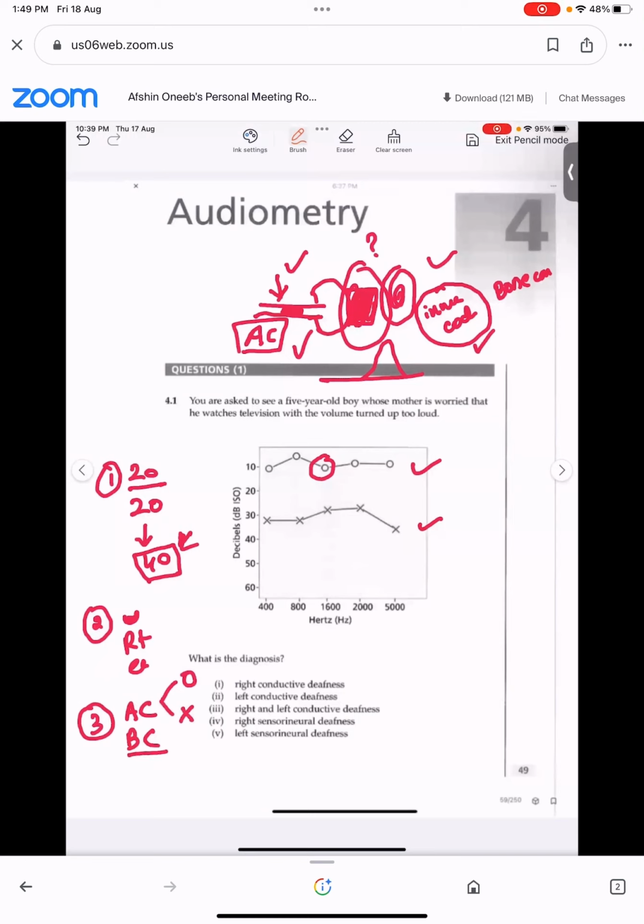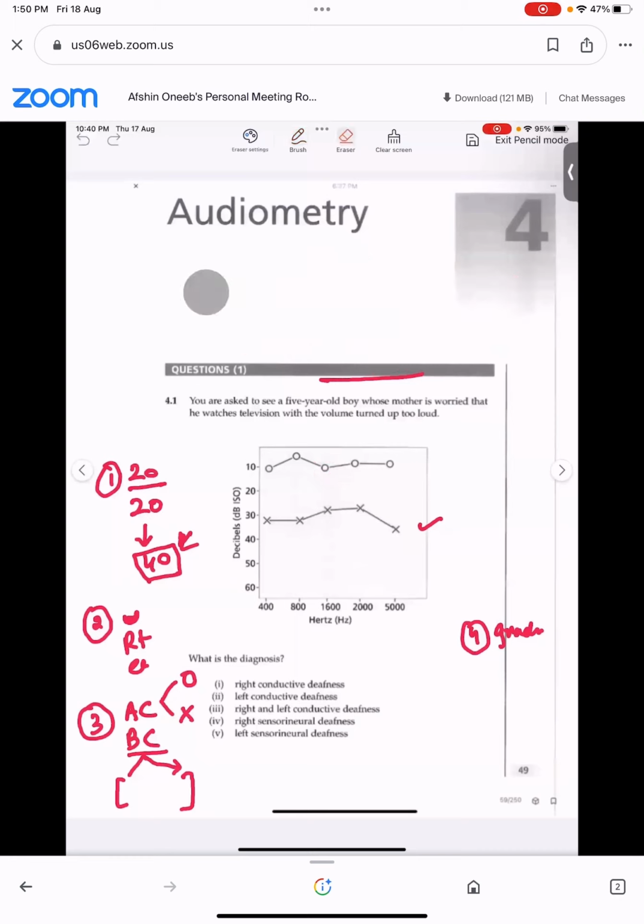For bone conduction, for the right ear, you will have a long bone like this. And for the left ear, you will have a long bone like this. This is just to memorize. Okay. So these are steps 1, 2, and 3. The next step is: what is the grading of the hearing loss, if it is present? Okay. So let us see this picture now.